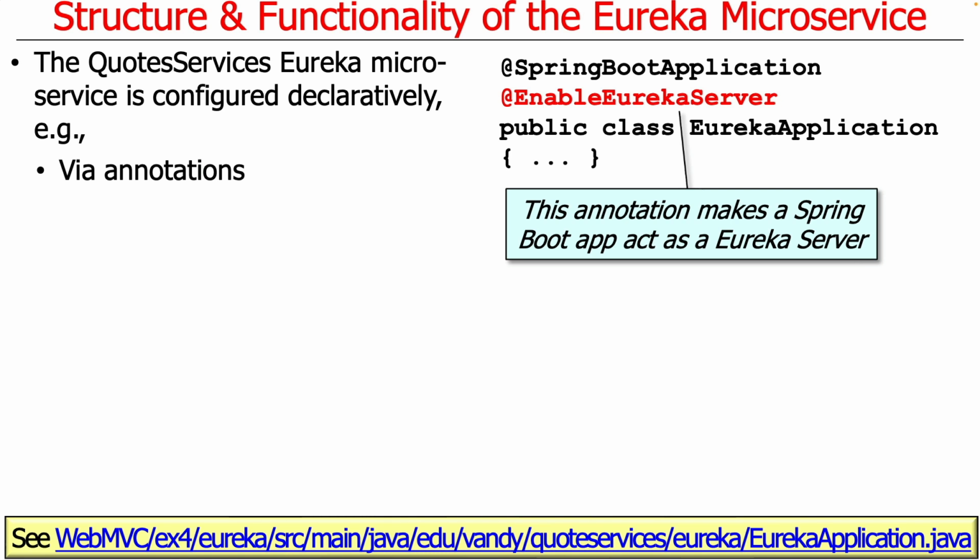So one way we do the declarative expression is through annotations. Here is the Eureka application, which pretty much just looks like that. And it has an @EnableEurekaServer annotation added to it. And that informs Spring, make this a Eureka server, please. And then it'll go and find the associated property files and so on to do the right thing.